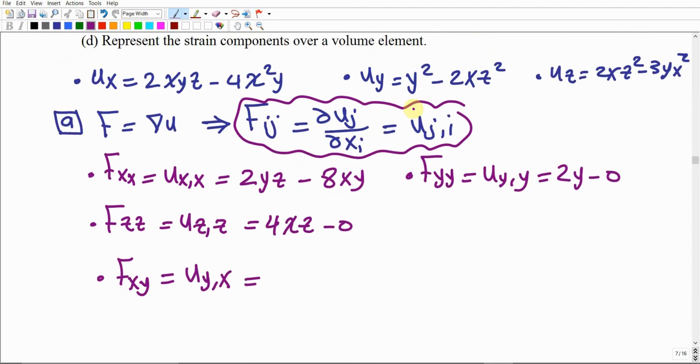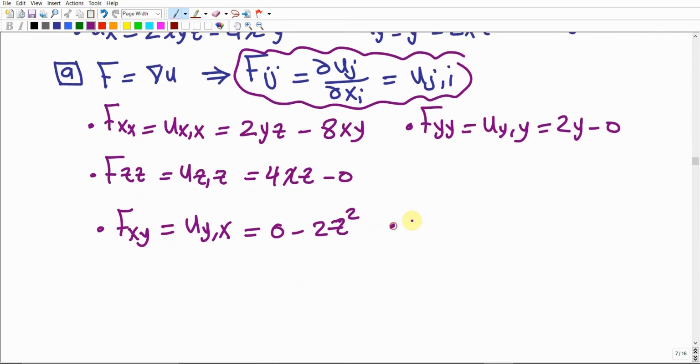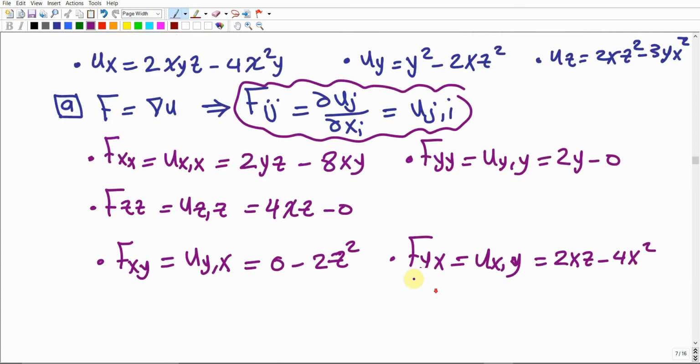So the x derivative of y is going to be: the first term will be 0, negative, the second term will be 2z squared. Differentiate, find the derivative with respect to x. Then how about the Fyx? It's going to be u_x comma y, just switch the indices. The derivative of this u_x with respect to y gives 2xz for the first term, negative, the second term will be negative 4x squared, right? We differentiate with respect to y.